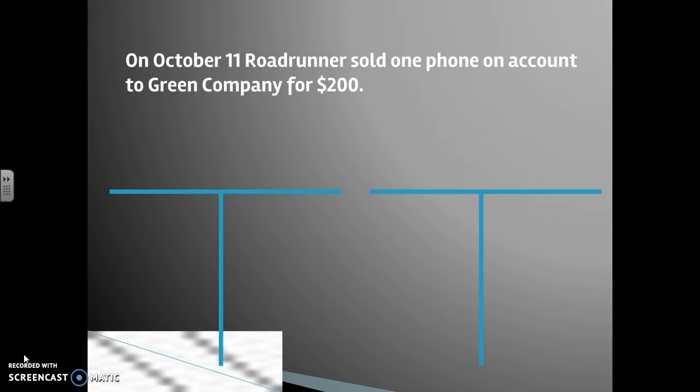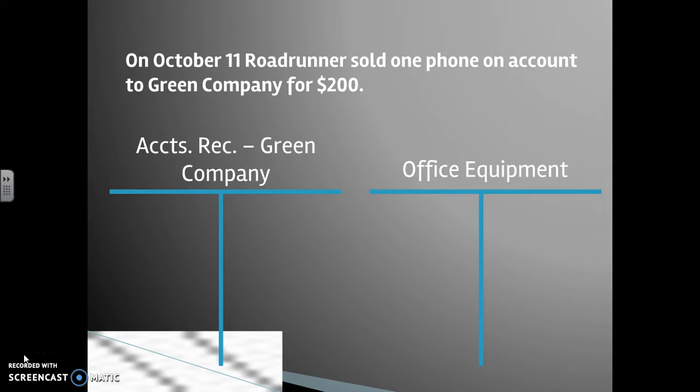On October 11th, Roadrunner sold 1 phone on account to Green Company for $200. So now we're making a sale to a customer, which is known as an account receivable. And we are making a sale to them in the form of office equipment. We are going to sell this phone to Green Company, who is going to pay us later. So they're going to owe us $200. So we are going to increase our asset $200, Green Company, and decrease our office equipment asset $200 because we're giving them a phone, which is at $200 in value. So debit Green Company, credit office equipment.